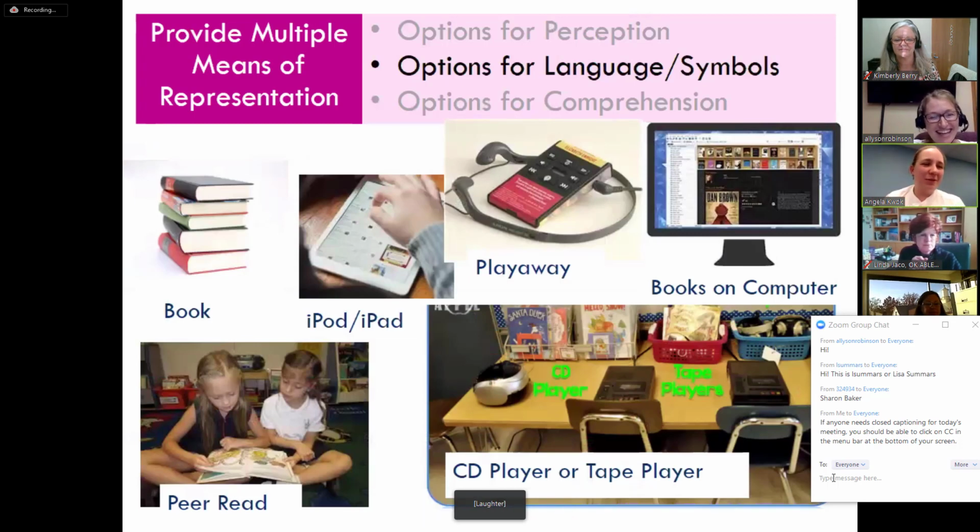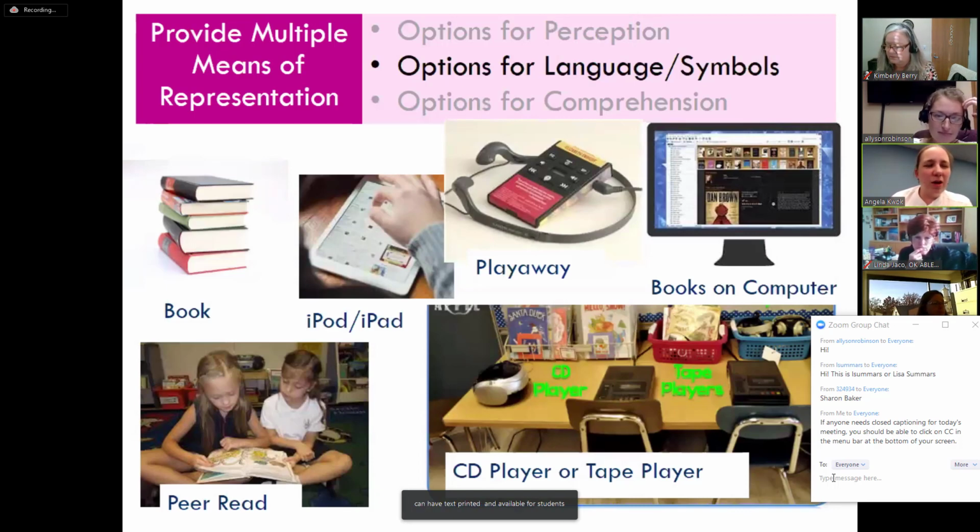Other options for language and symbols as we are thinking about more of a reading instruction activity. Of course, you have your black and white books with printed text, but other alternatives exist. I mean, you can have text printed and available for students on an iPod or iPad. There are these devices called Playaways, and basically it's similar to a recorded cassette tape, but it's a device that has one book on it, and students just plug in headphones and are able to play the device to listen to a particular story.